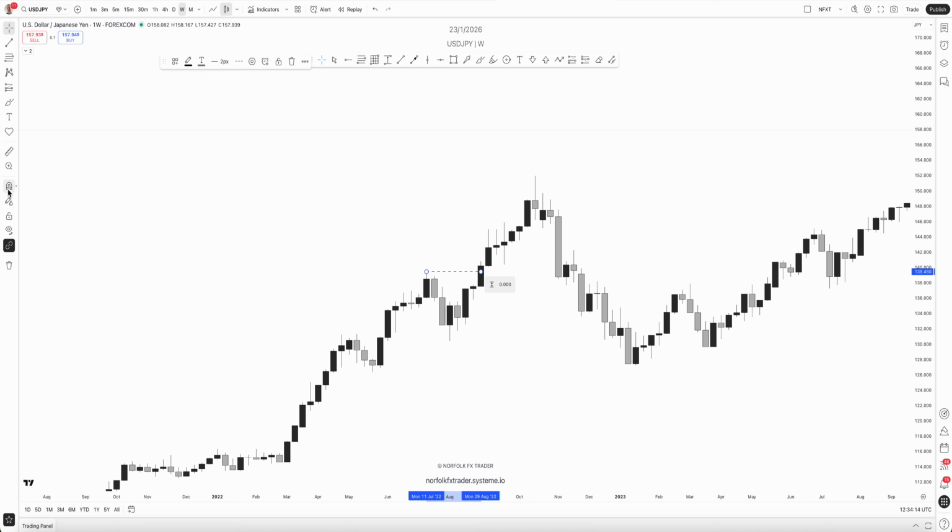So let me just use my magnetic tool. Now this is a great tool to use because it can actually make sure it goes on to the valid high. I'm going to make this a solid line. We'll keep it nice and dark. Now this is where we see a break of structure to the upside.